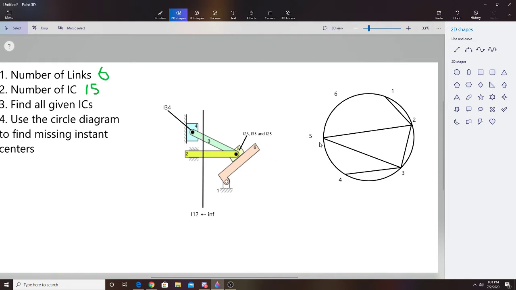A good way to know this is that they are not touching in any way. 4 and 5 are not in contact in any way. Link 3 holds between them, but they are not in contact. So therefore, an instant center between these two is definitely not given. So we can leave that one blank for now, right? Leave it blank for now. Is there another instant center that has to do with this block over here?